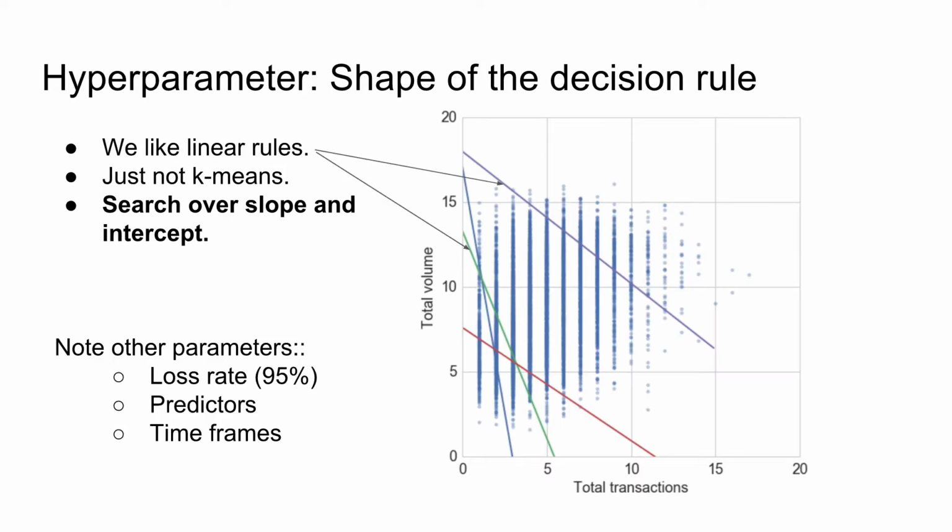So then we need to decide on some of the hyperparameters. So one thing we decided is we like linear rules, like k-means. We just don't like the k-means line itself. So we're going to search over the slopes and intercepts of a whole bunch of lines, and then we're just going to pick the one that does what we want the best. But there are other parameters in here, like I said we want to keep at least 95% of the future value of all the users, but that could be 90%, it could be something else. There's also like what predictors do we want to use? What time frame are we looking at? So I put all those aside for now, but we talked to people in the company, and we figured out what was reasonable for that.